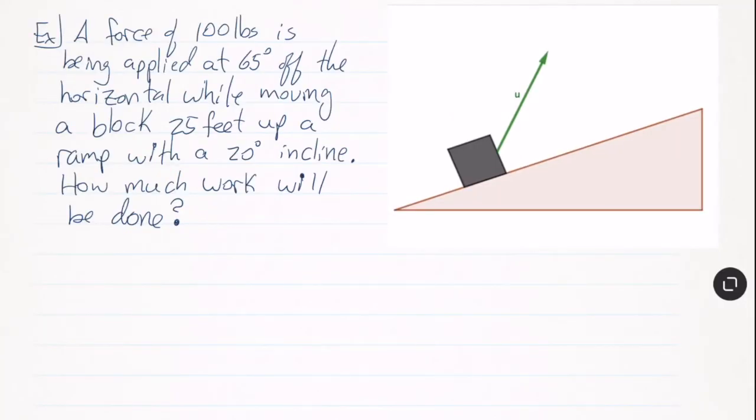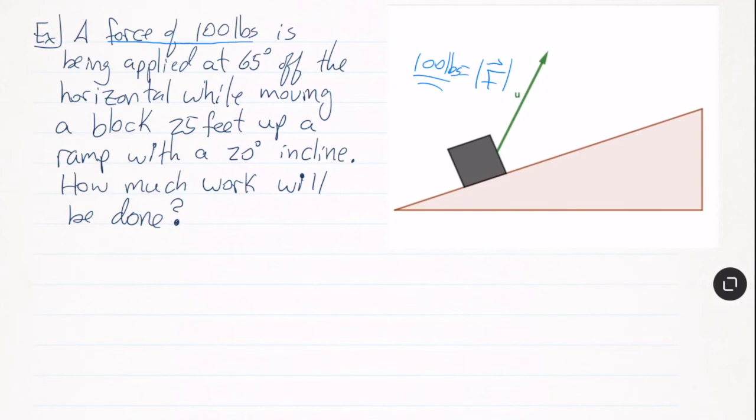So here's an example. A force of 100 pounds is being applied at 65 degrees off of the horizontal while moving a block 25 feet up a ramp with a 20 degree incline. How much work will be done? So let's take this apart little by little. First off, force being 100 pounds, that means this force vector's magnitude is 100 pounds.